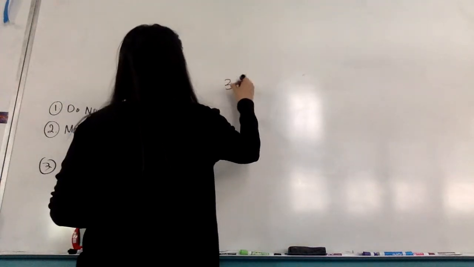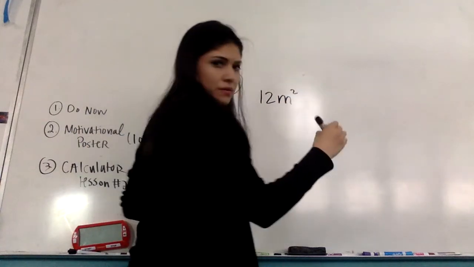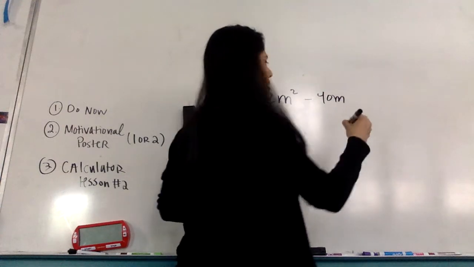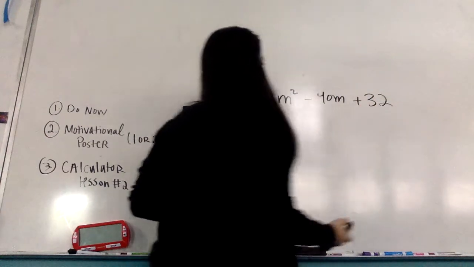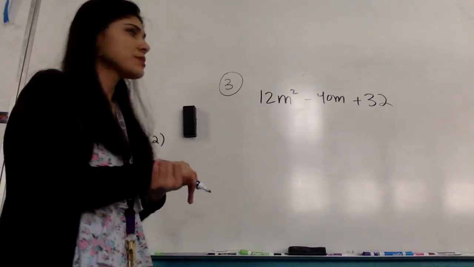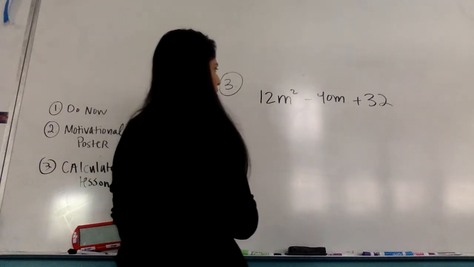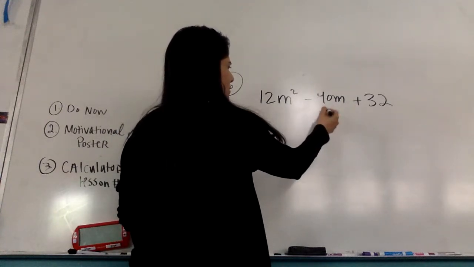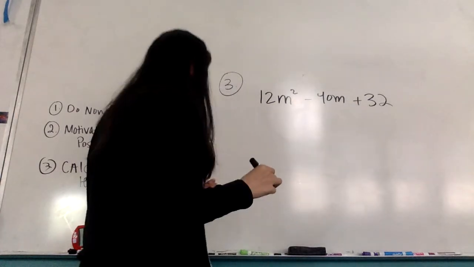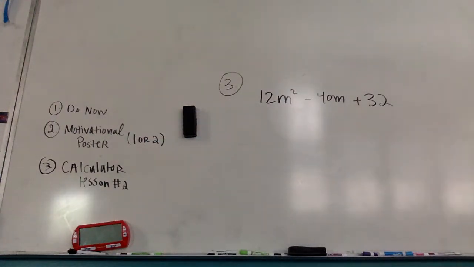Number 3 is factor 12x² minus 40x plus 32. I already noticed that because these are all even, I know that I can at least factor out a common 2, right? I don't think I could pull out a 12 because 12 doesn't go into 40, so I know I can't pull out a 6. But 5 times 12, it looks like a 4, right? 8 times 4 is 32. It looks like the greatest common factor that I can pull out from there is 4.